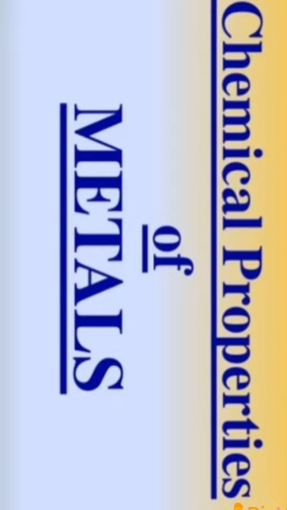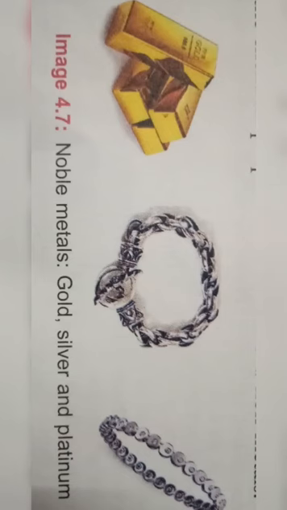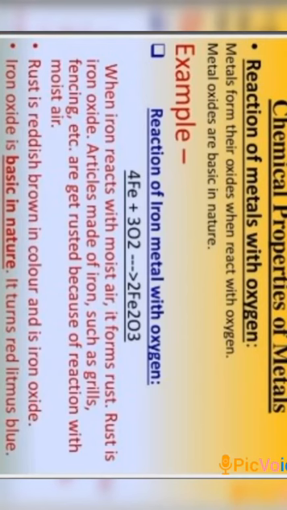Some metals are unreactive. Here you can see some of the metals which are unreactive. They are called noble metals like gold, silver and platinum. They do not show reaction at all. First chemical property of metal is reaction with oxygen.